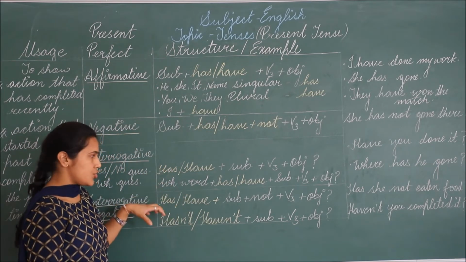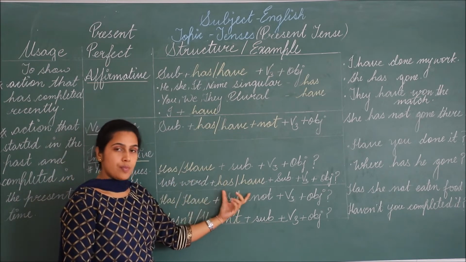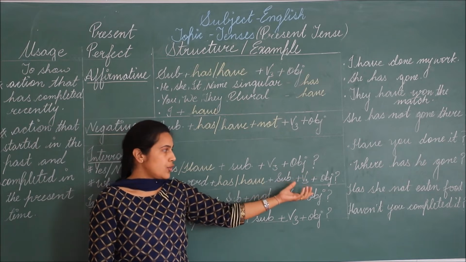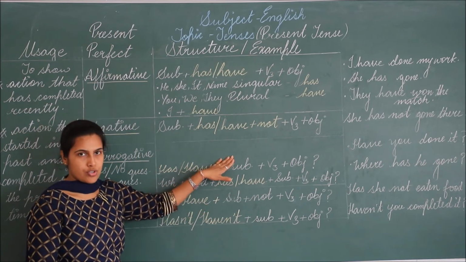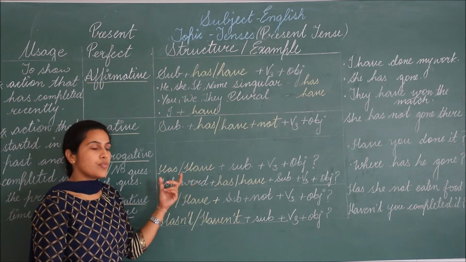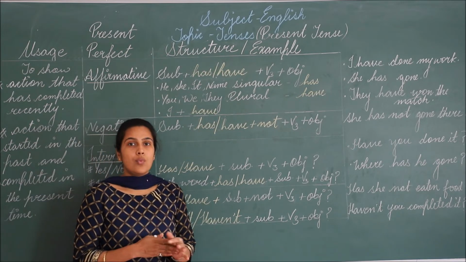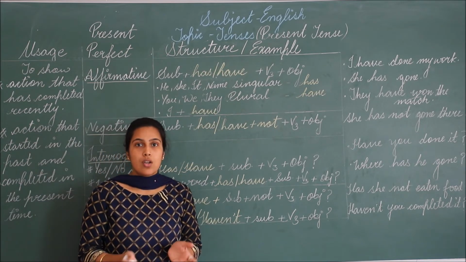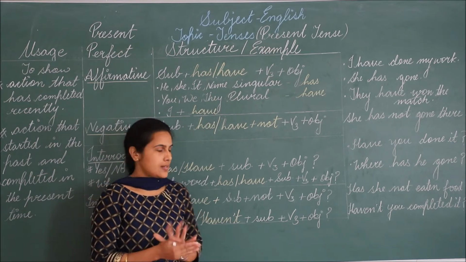Then we have WH word questions. In WH questions, first we put the WH word, then we write the helping verb, then subject and then the third form of the verb, then our object. The only difference between the yes or no question and the WH question is that we just put the WH word before the helping word. Like when you ask what work have you done or where have you been, and then you answer that I have been to Mumbai, like that.